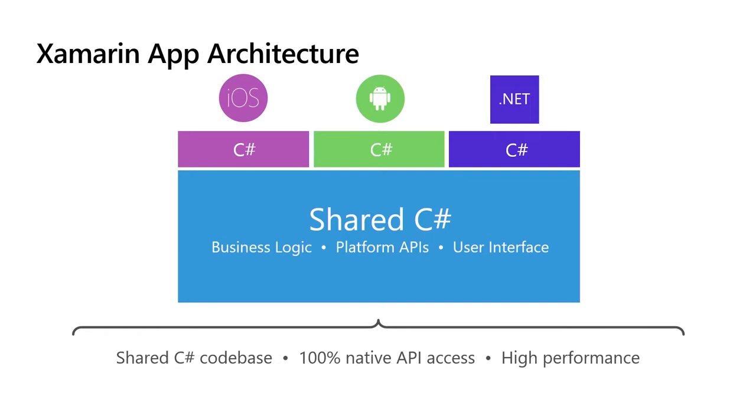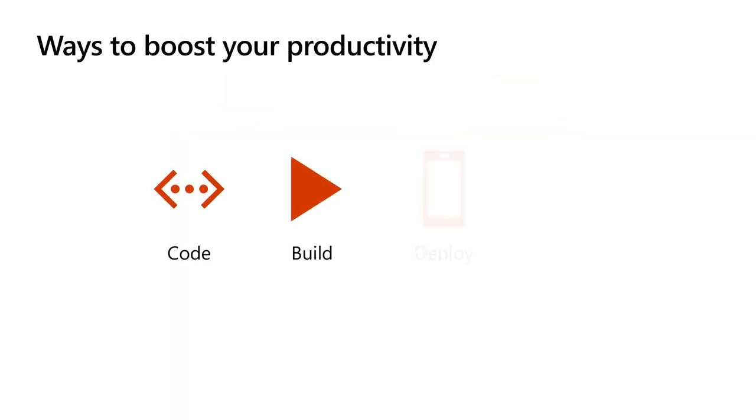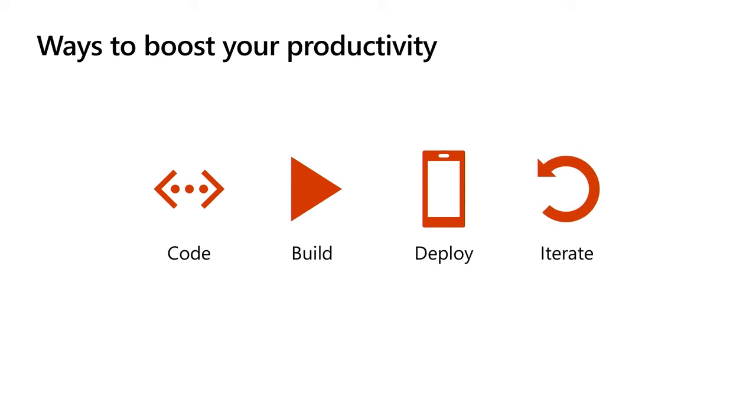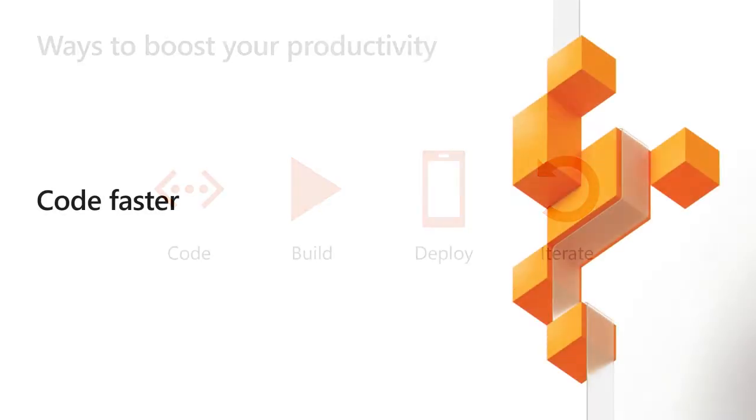So there are a bunch of talks this week. I have a slide at the end about all the great things going on in Xamarin, especially on the SDK and platform side. Today, we are going to focus on ways to boost your productivity when you're getting started or when you're already an existing Xamarin developer. And we're going to do this 4 ways. So the first is when you're coding, then when you're building your project, when you're deploying your project, and then iterating on it and making changes.